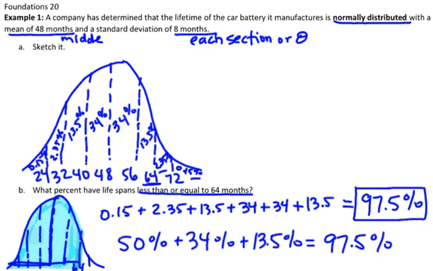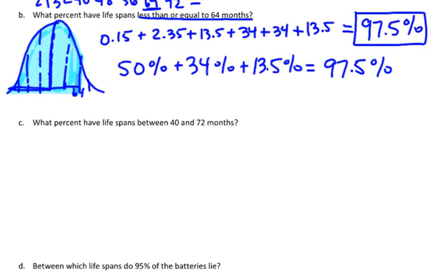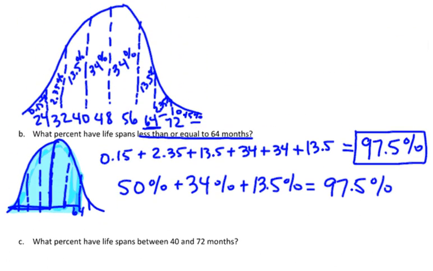Part C. What percentage have lifespans between 40 and 72 months? So now we need to look at our graph when we're looking for the percent between 40 and 72. So if I look at my main graph, that's now here between 40 and 72. So we want to add up all the percentages in between that area.